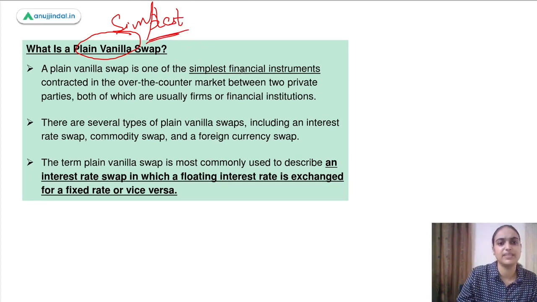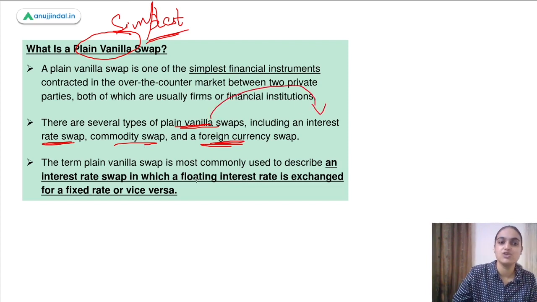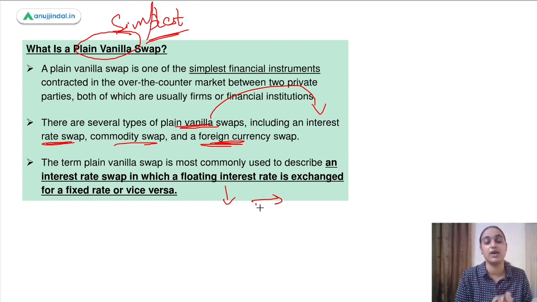It's the simplest financial instrument contracted in over-the-counter market between two parties. There are several types of plain vanilla swaps. We can have interest rate swap, commodity swap, foreign currency swap. Here we are talking about plain vanilla interest rate swaps. So plain vanilla is the most commonly described interest rate swap where floating interest rate is exchanged for fixed. Jo abhi humne example discuss kiya, wo plain vanilla swap ka hi ek example tha. The example we discussed was of plain vanilla swap where floating rate was exchanged for a fixed rate.